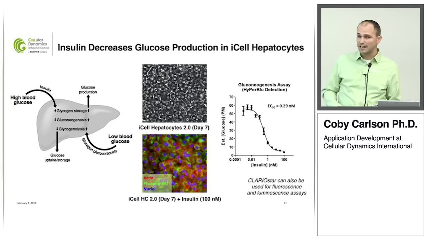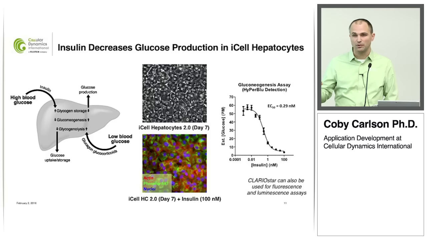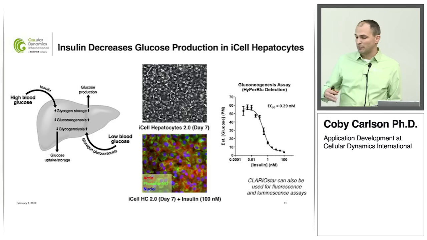And over here is data from a gluconeogenesis assay where the cells were loaded with a substrate that would be used to make glucose, like lactate or pyruvate, given a period of time, and then stimulated with insulin. And you can see, here's a dose response curve, here's the concentration of glucose on the y-axis, and at the low concentrations of insulin, the cells are still able to produce glucose. But as you stimulate with higher concentrations, the amount of glucose that's produced goes down.